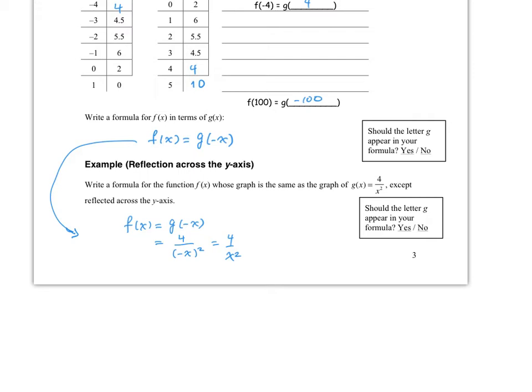Now, should the letter g appear in the formula? The answer is no. Now, notice here the reflection gives you the exact same function. That usually happens when you have something that is called an even function. And an even function is something like this. Notice that if you reflect this one, you will end up with the exact same graph. That only happens if the function is even, which means this side and this side are the same. So if you flip it over, you will end up with the exact same graph.